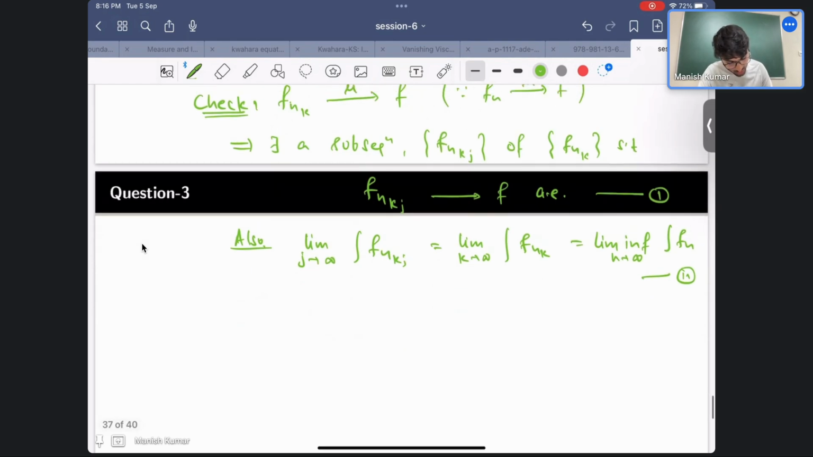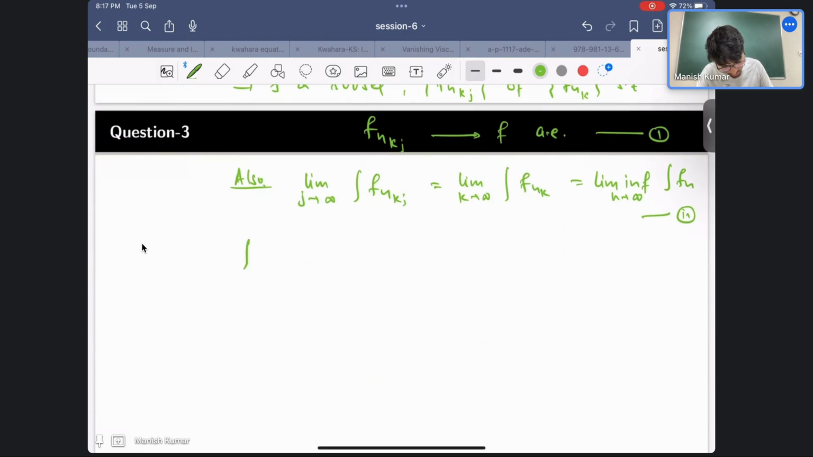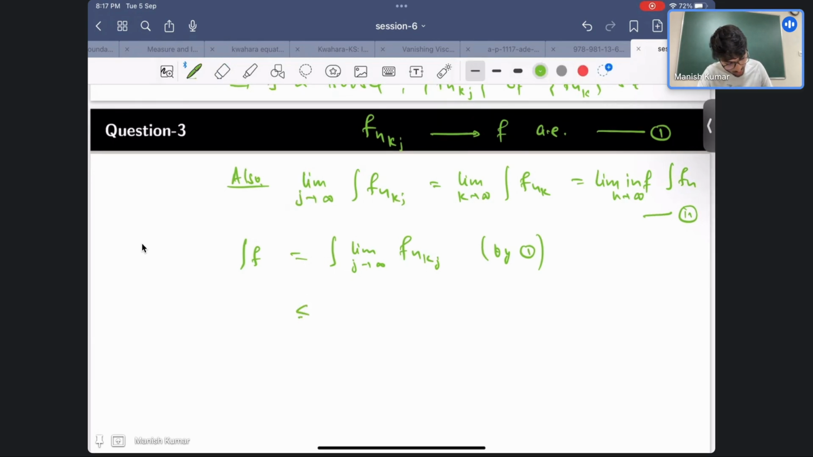So now what you had to prove is that this f is less than or equal to the integral of f is less than or equal to this. Now we will just use Fatou's lemma to conclude this. So this f, I can write as the limit as j goes to infinity of f_{n_kj}, by 1. Now this limit is nothing but the lim, so this is less than or equal to lim as j goes to infinity of f_{n_kj} by Fatou's lemma.